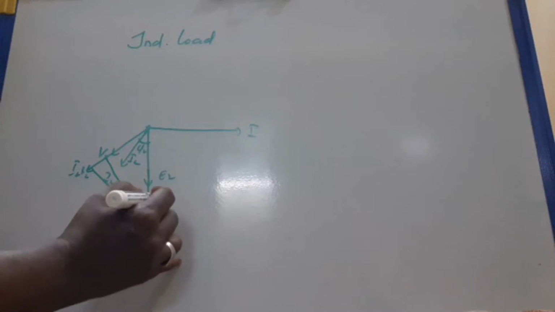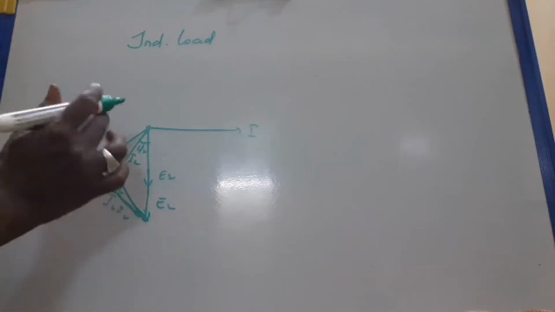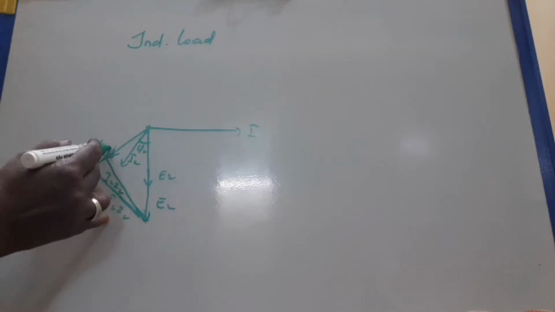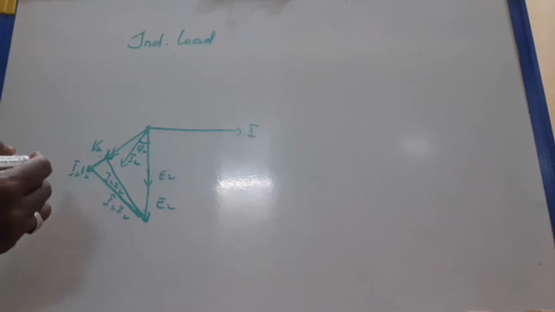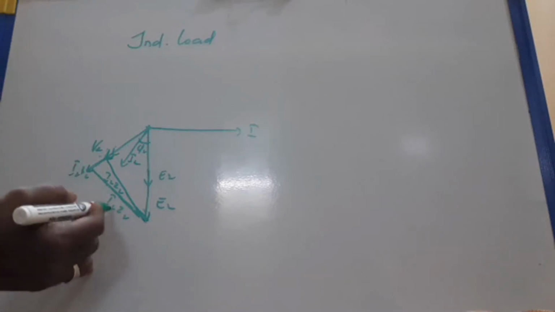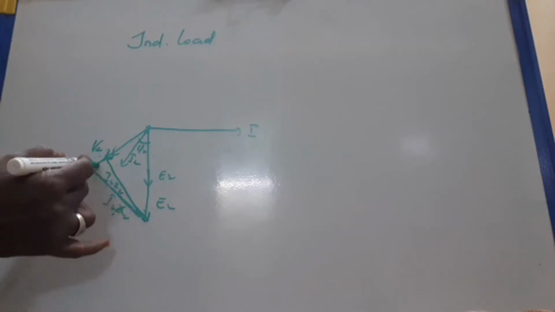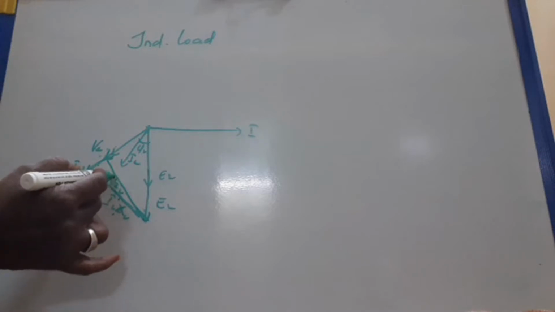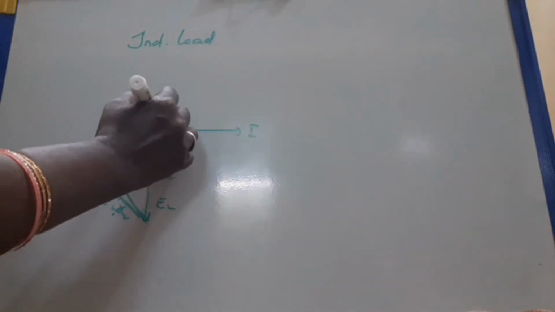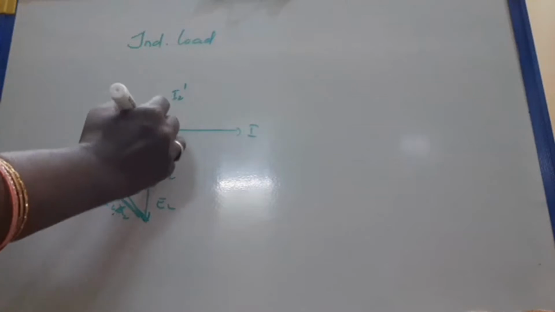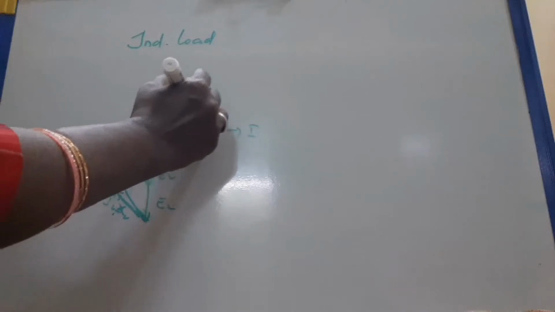So now we can get E2 minus I2 Z2, which gives V2. In the direction of I2, we have to draw I2 R2 from V2. Then draw perpendicular to I2 R2, I2 X2. By combining these two, I2 R2 plus I2 X2 gives I2 Z2, and E2 minus I2 Z2 gives V2. Similarly, draw I2 dash in the opposite direction. I0 will be the no load current. Draw the parallelogram and find the resultant.